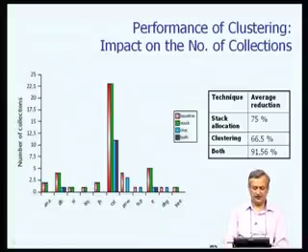Impact on the number of collections. Again, if you look at only stack allocation, there is a 75% reduction in collections. This is a large number because we really do not do garbage collection if it is stack allocation. Clustering gives 66.5% improvement on its own.